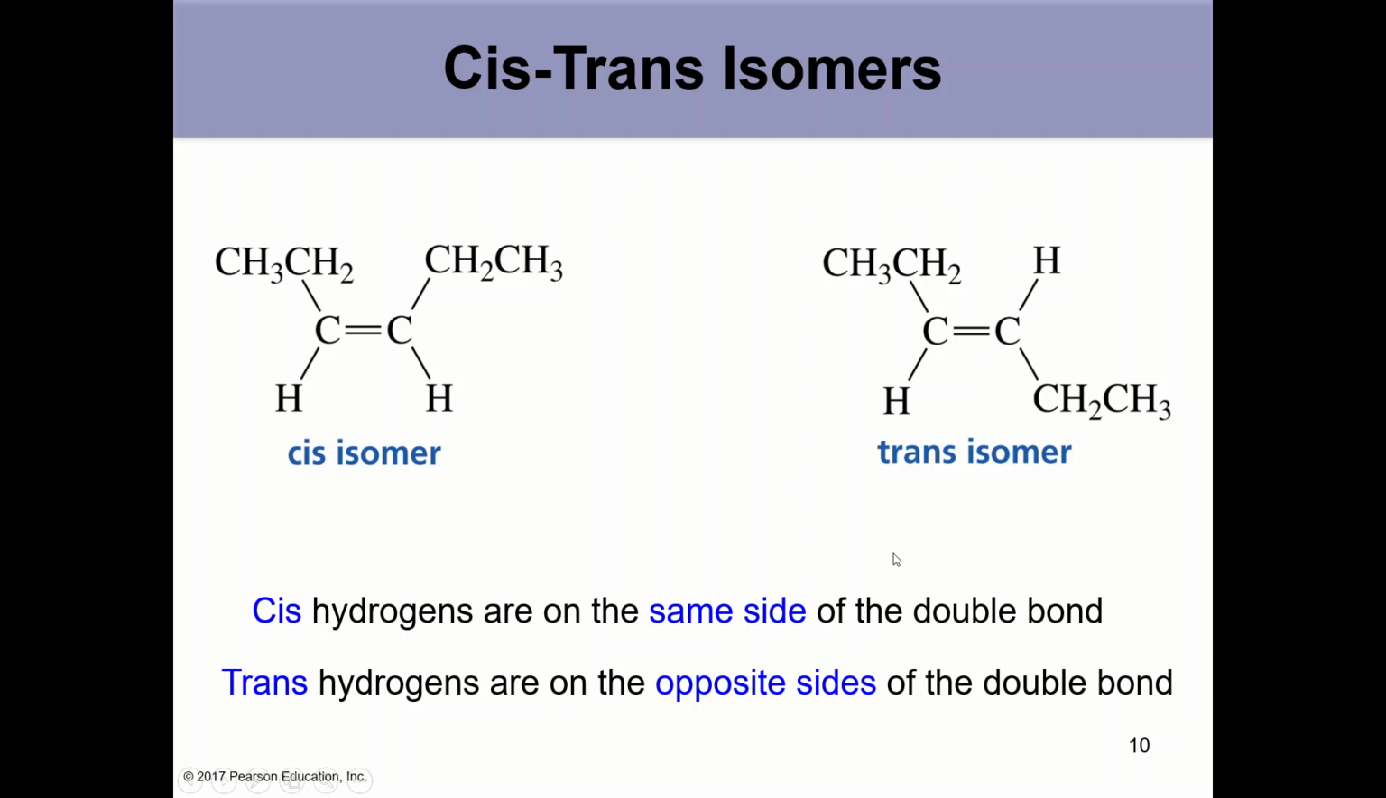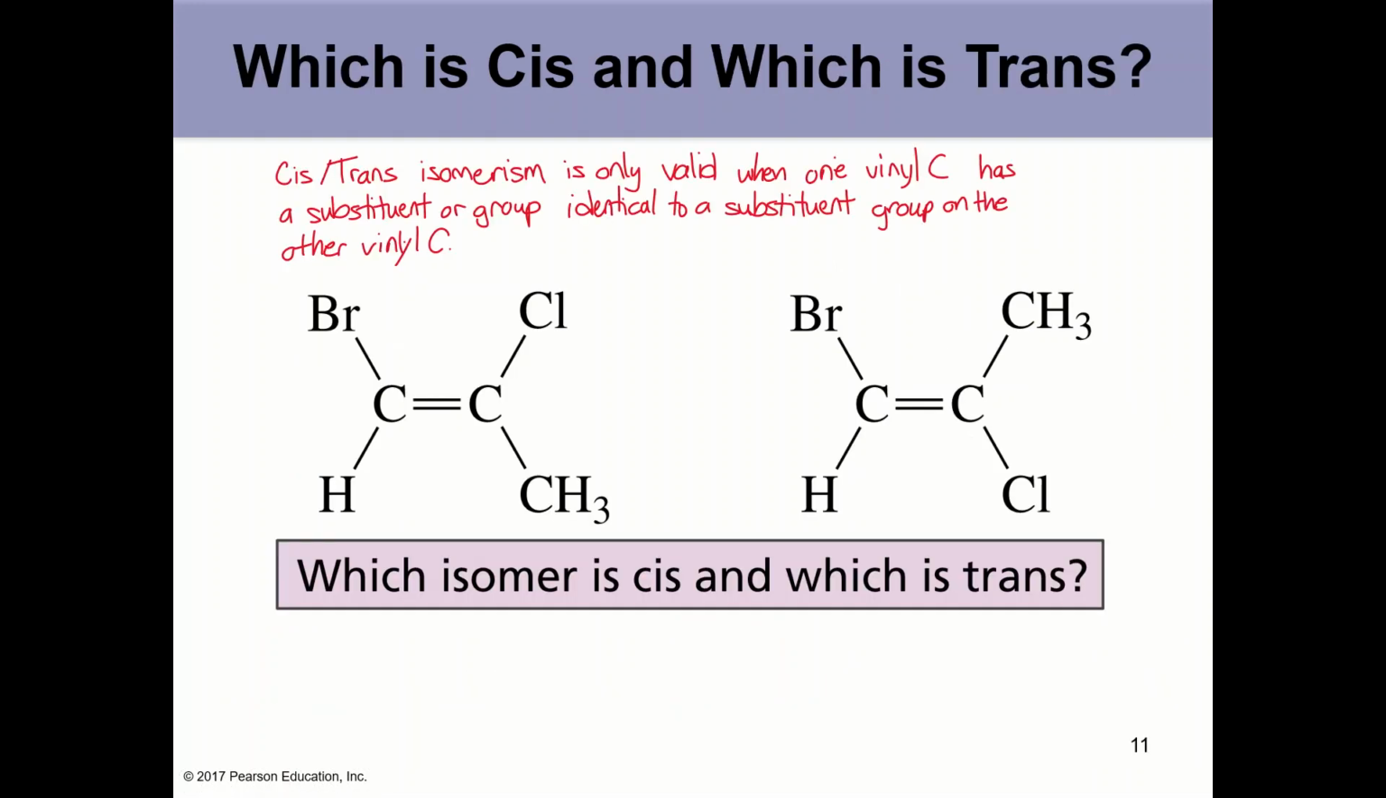Cis hydrogens, as said previously, are on the same side of the double bond, and they are vinyl hydrogens. Trans hydrogens are on the opposite side of the double bond. Cis and trans isomerism is only valid when one vinyl carbon has a substituent or group identical to a substituent or group on the other vinyl carbon.